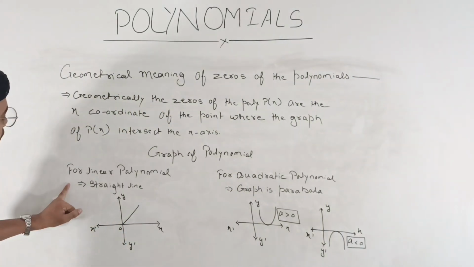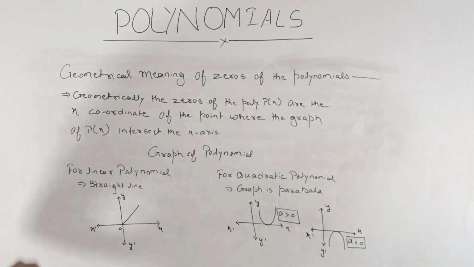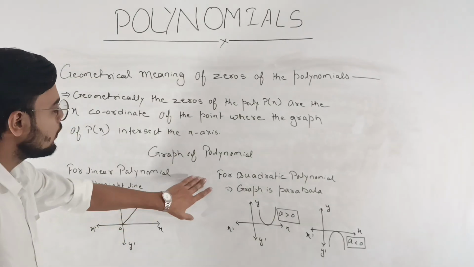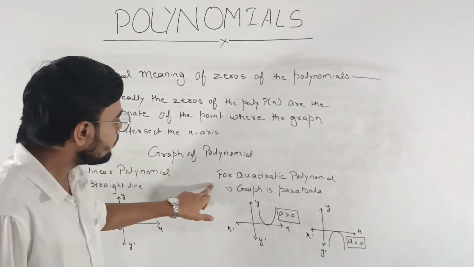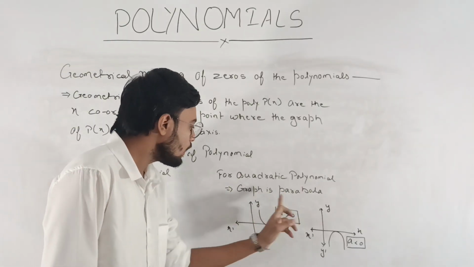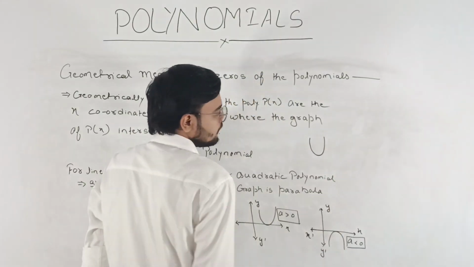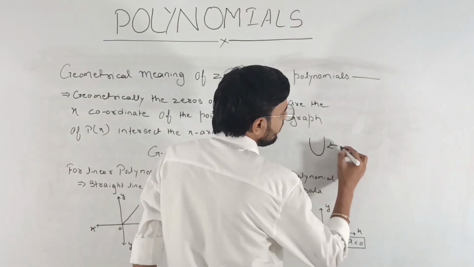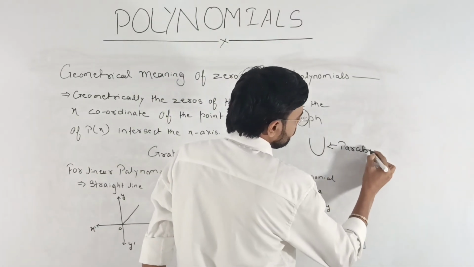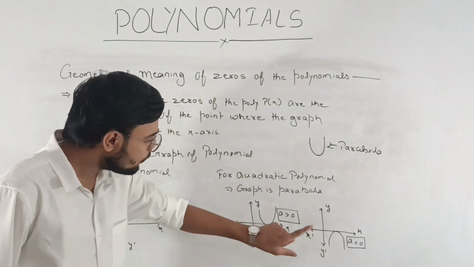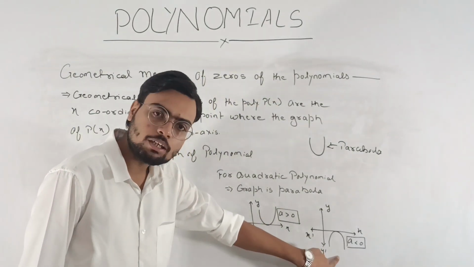Now look, the graph of a linear polynomial is a straight line graph. For a quadratic polynomial, the graph is a parabola. Parabola is a shape like this. We say this is a parabola. Now look, this is also a graph of a quadratic polynomial, and this is also a graph of a quadratic polynomial.